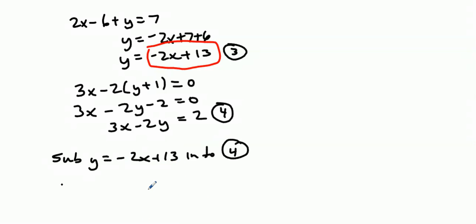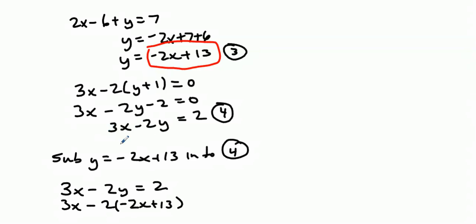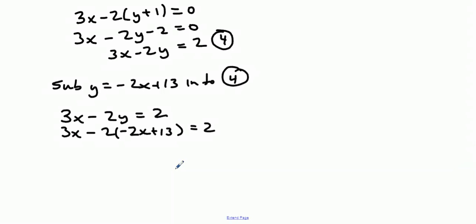So we're going to say 3x. And again, if you want to rewrite the equation, that's fine. So it's 3x minus 2 times minus 2x plus 13 equals 2. So there's that part there. We replace the y with it. And now we're going to just expand it out and solve for x.